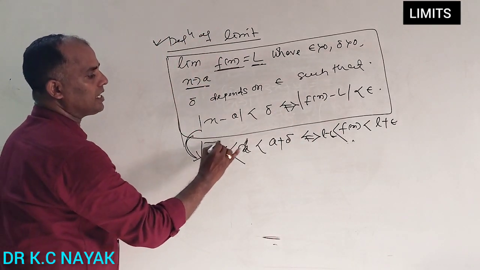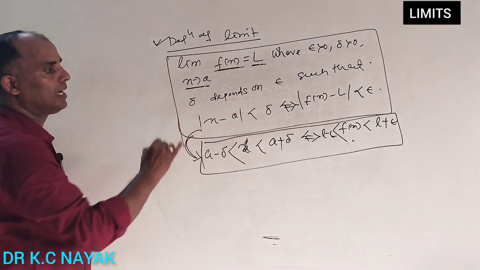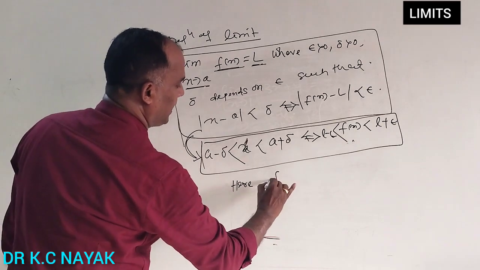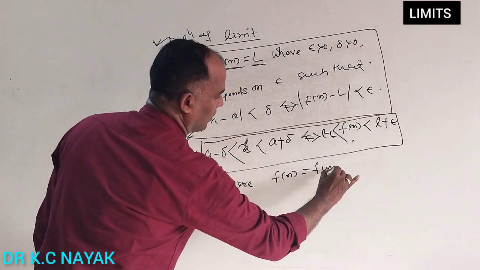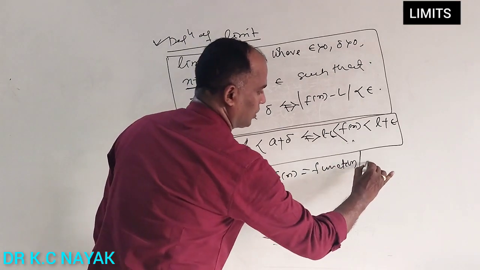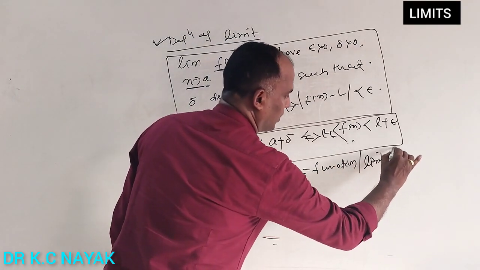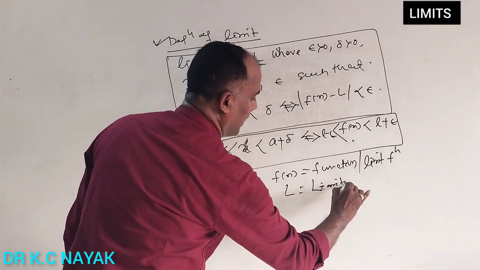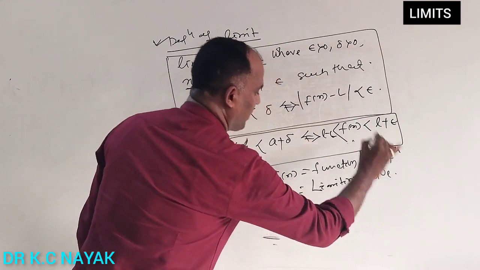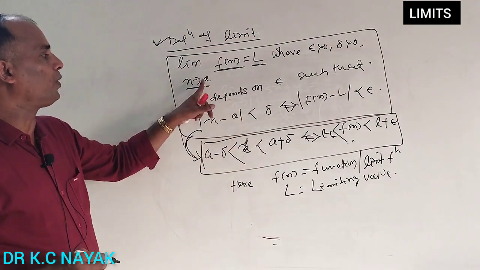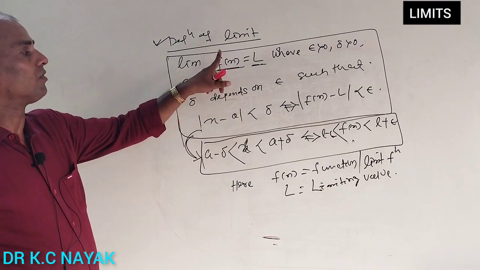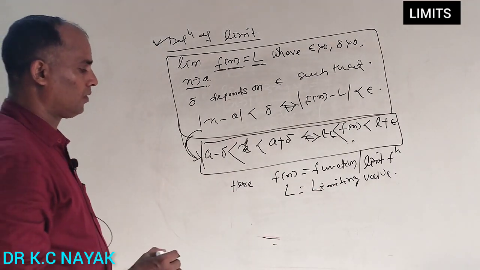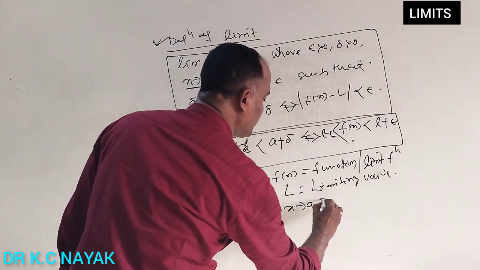Again, we also generalize the limit function. Here, f of x is the function, or limit function. L is equal to the limiting value. How do we get the limiting value? We put the approaching value into the function. Then what result is coming? That is L. That L is known as the limiting value. X tends to a means it is the approaching value.